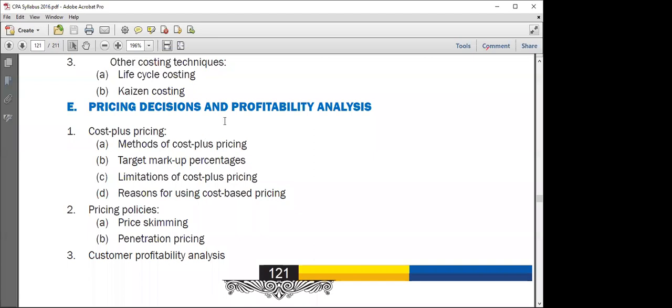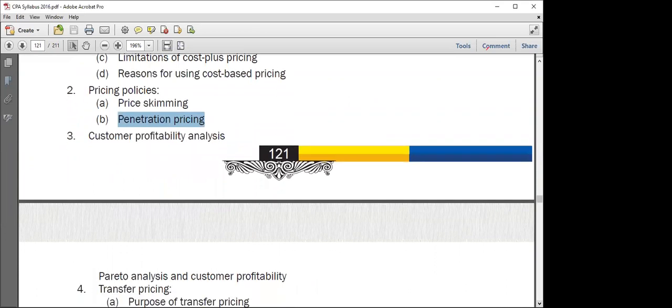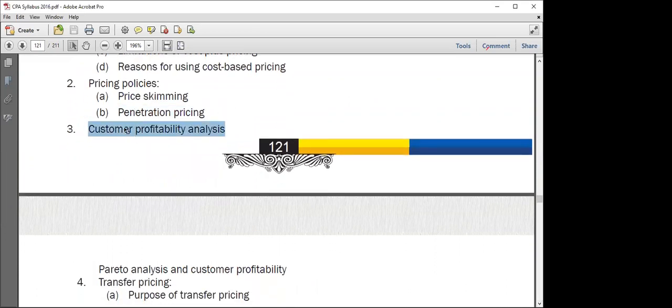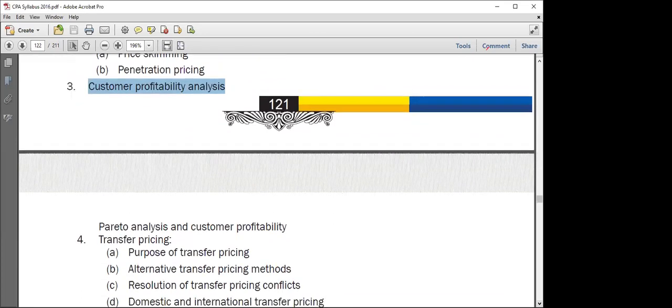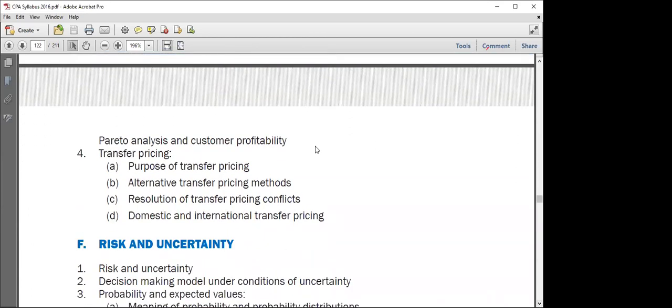We shall look at target markup percentages. This is very similar to aspects like the target costing we just looked at, where organizations price their products with a target on a given markup. Yes, we shall get into pricing policies, price skimming, which is premium pricing, where you introduce a product at a higher price. We shall look at penetration pricing, where products are introduced at a lower price, and so on. Then we have customer profitability analysis. I already talked of this, where you evaluate how much you're making on each customer, and then you attract a given set of customers because they are more profitable than others.